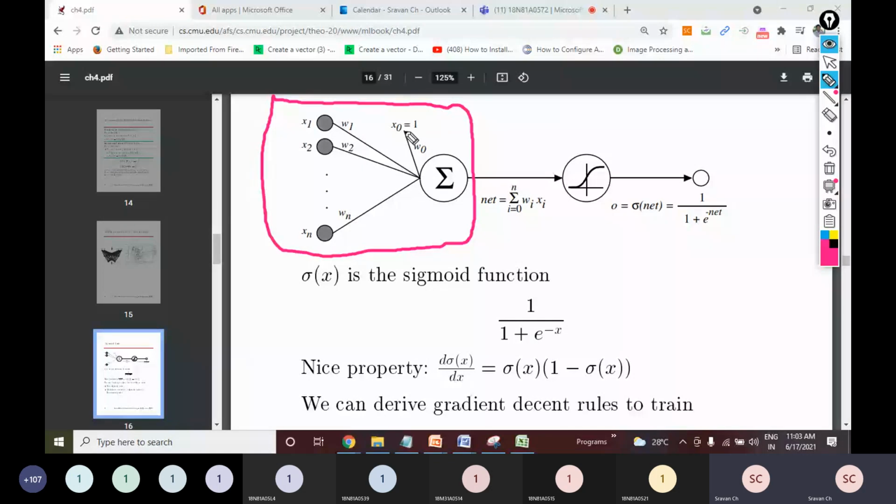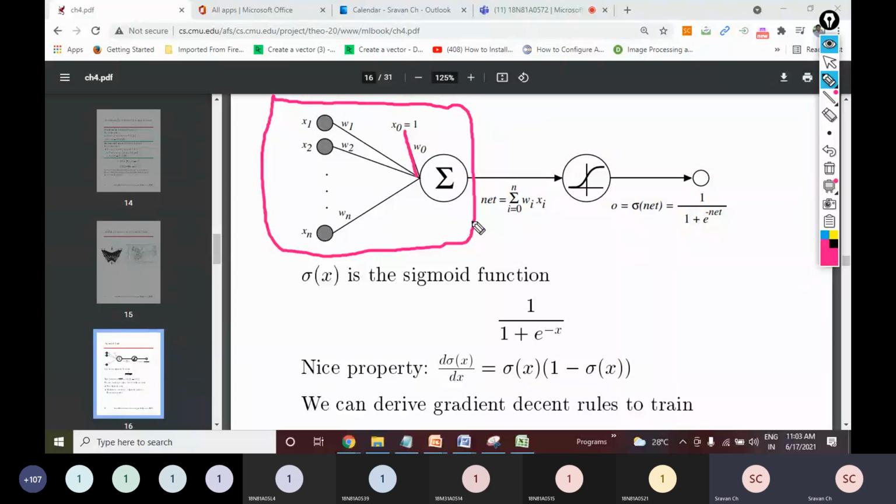Now, what is a neuron? A neuron will perform a summation, sigma of i equal to 0 to n. Why 0? Because I am considering the bias also. Wi into xi. This is what a normal perceptron's output is.